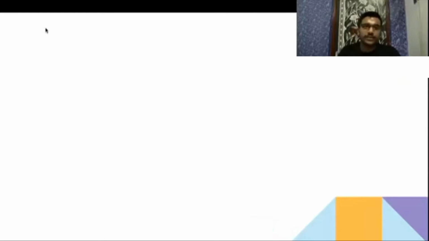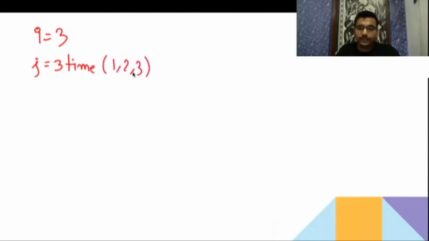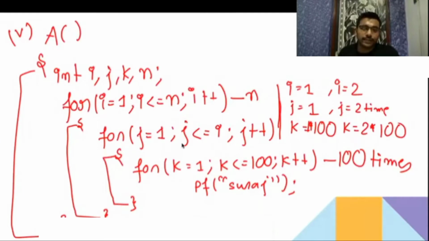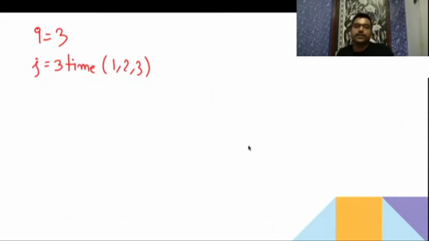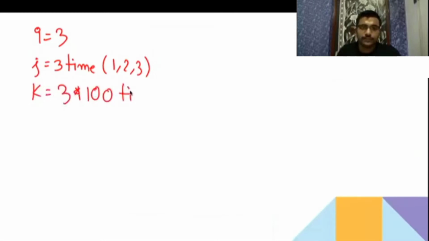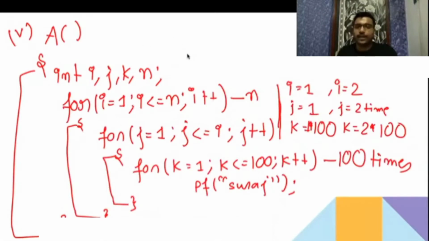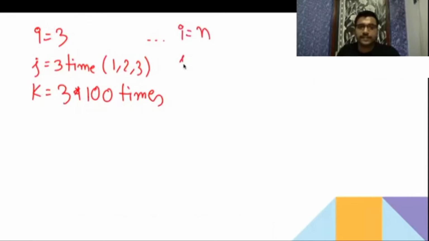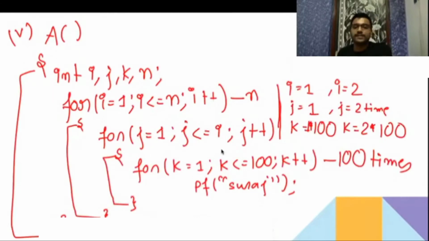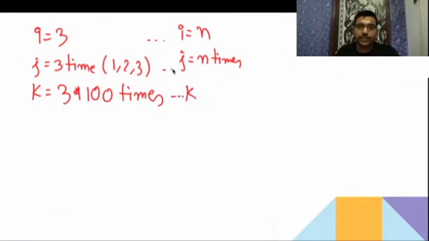Now similarly, when i is equal to 3, j is going to run for 3 times. 3 times how? 1, 2, 3. See, j is smaller than or equal to i. Then for each value of j, k will run for 100 times. So k is going to run for 3 into 100 times. Similarly it will go on, i will go till n. So when i is n, then j will run for n times, because j starts from 1 to this, and k is going to run n into 100 times.